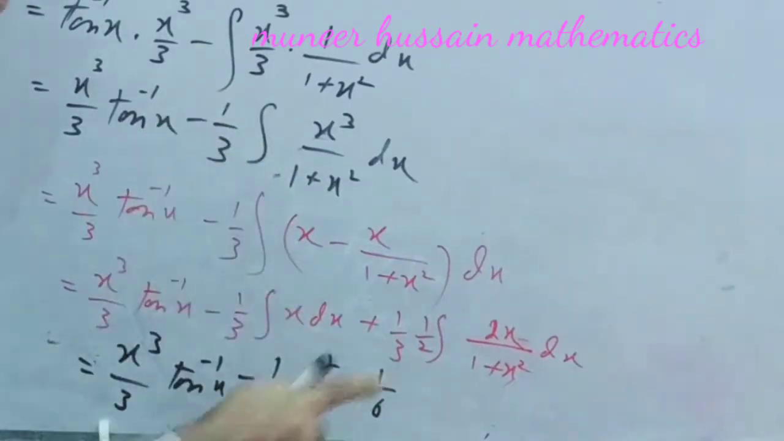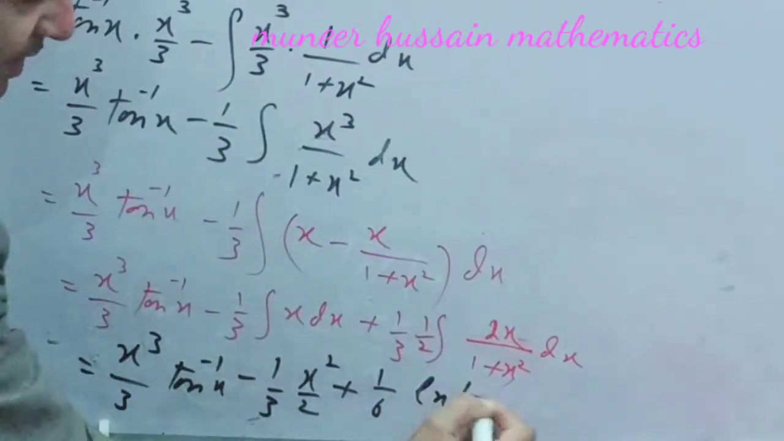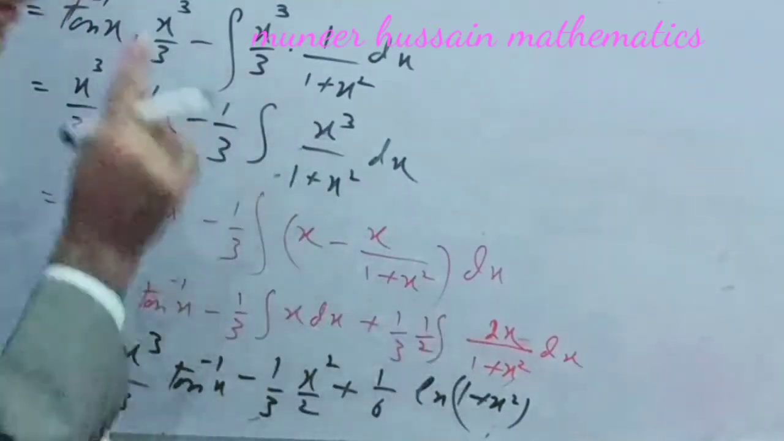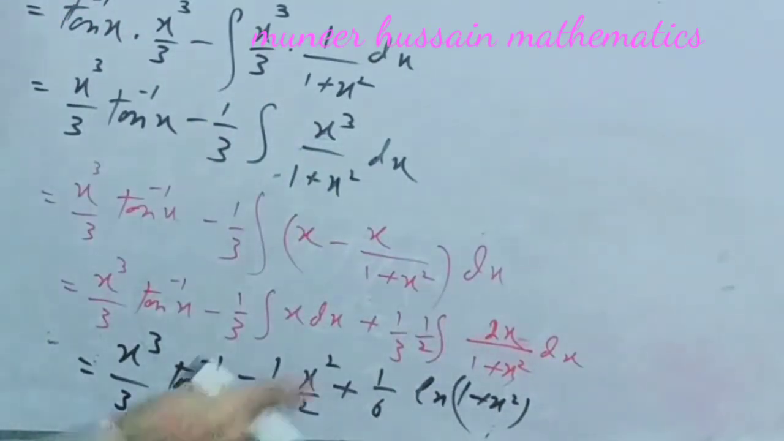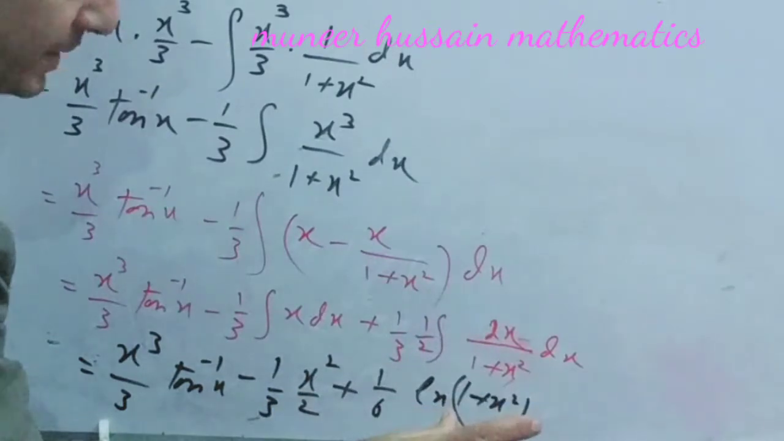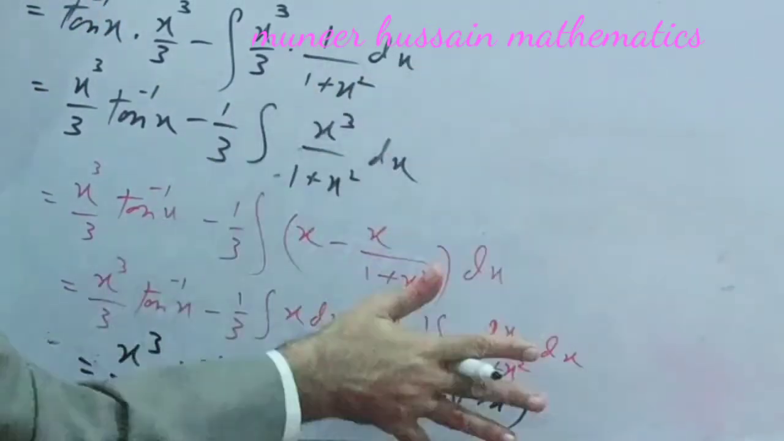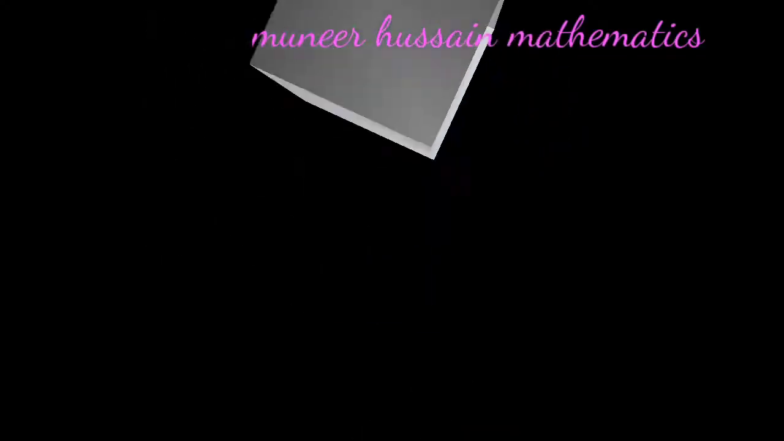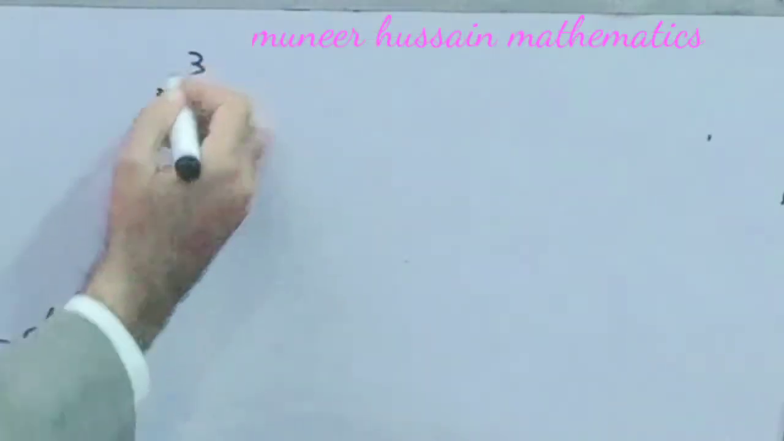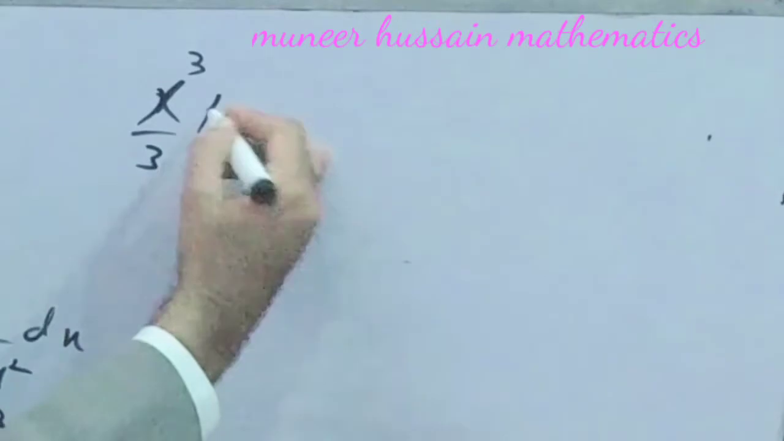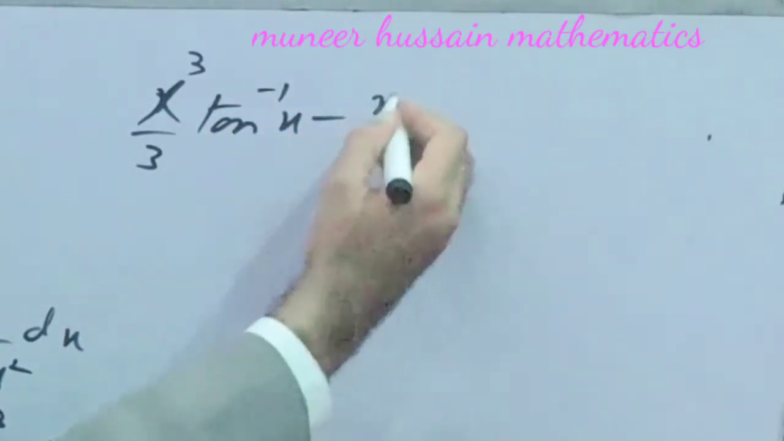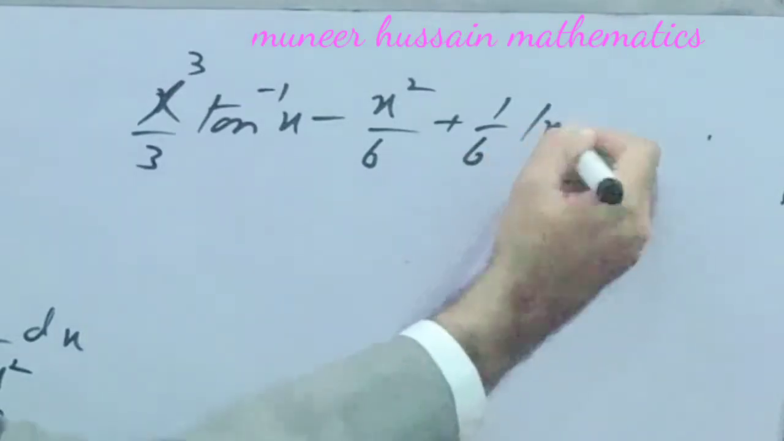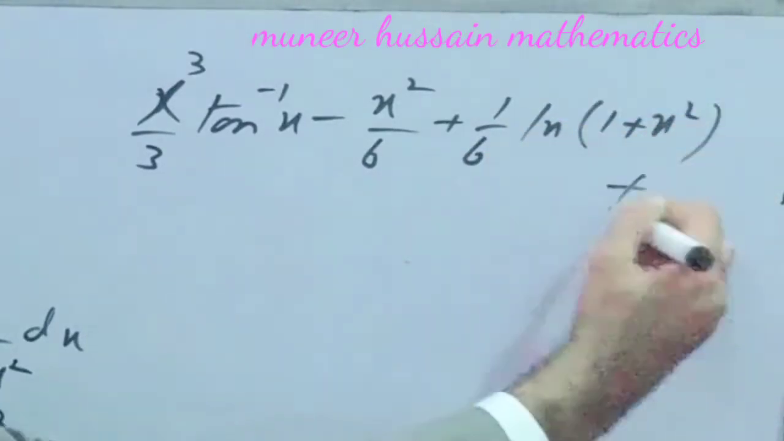No, not tan inverse x, that will be log natural of 1 plus x square. Because if it is 1 over 1 plus x square, then its integration is tan inverse x. Here 1 plus x square is the function, with power minus 1 and its differential in the numerator, so we shall apply log natural. The final answer will be x cube by 3 tan inverse x minus x square by 6 plus 1 by 6 log natural 1 plus x square plus c.